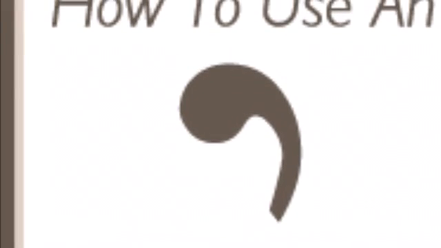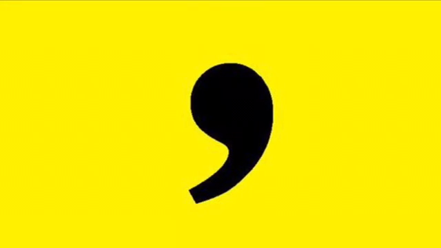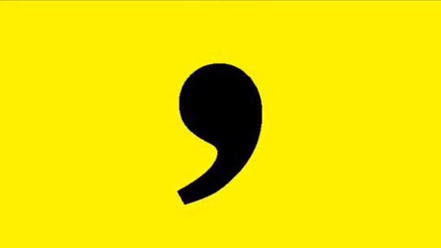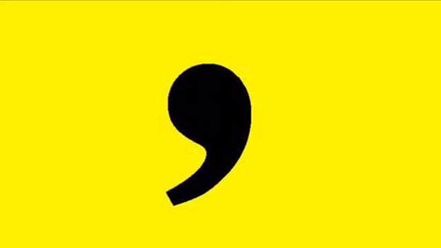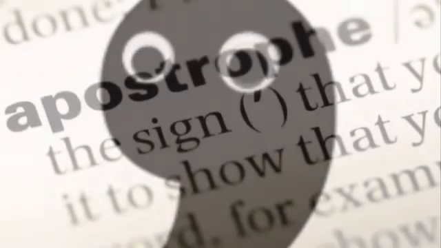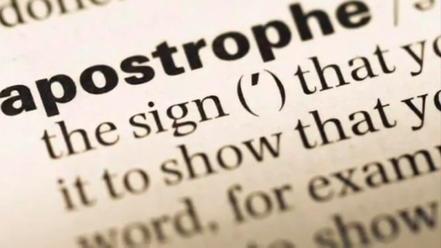Punctuating and spelling contractions. When we make a contraction, the letters that are squeezed out are replaced with an apostrophe. For example, do not becomes don't. You will watch a video to learn more about how contractions are spelled. Apostrophe.